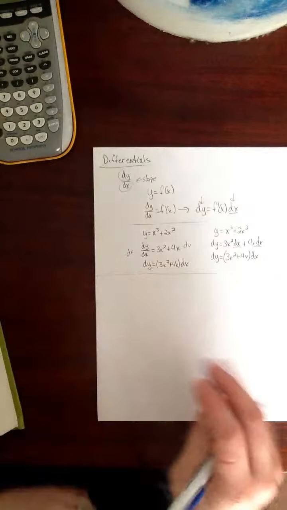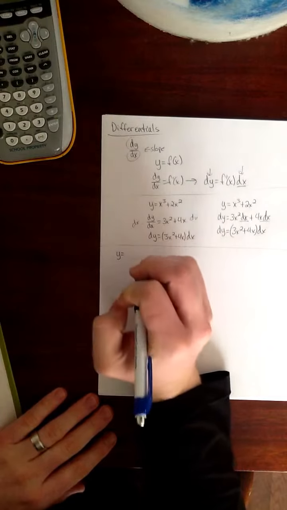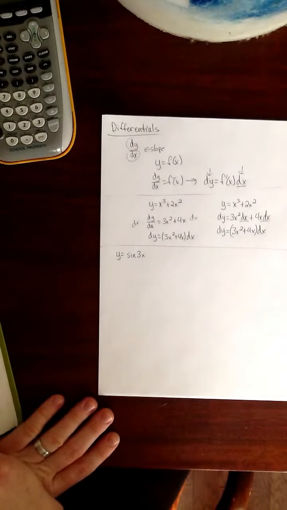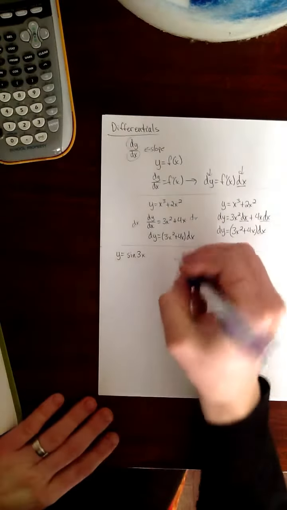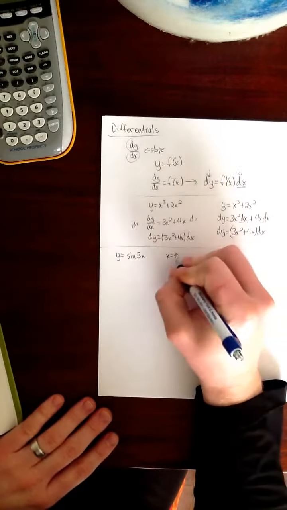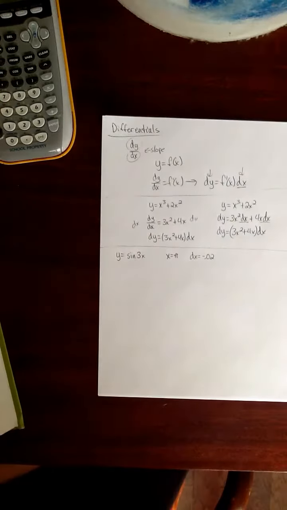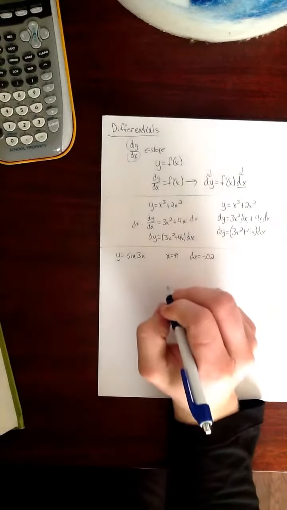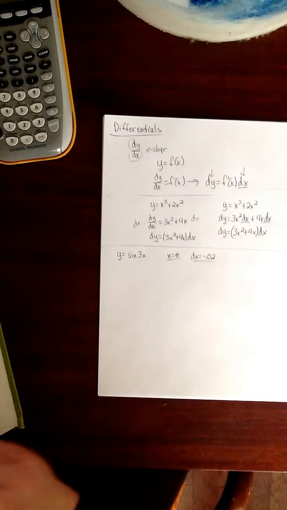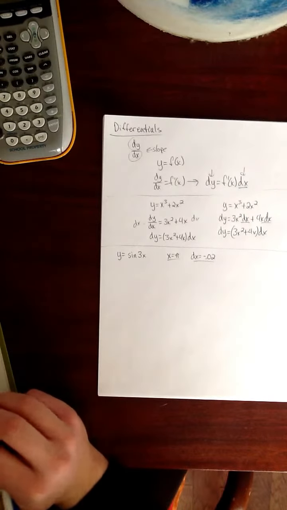Yeah, looks good. Alright. So let's say we have a function y equals the sine of 3x. And let's say at x equals pi, the change in x will be negative 0.02. What we want to do here is find dy and evaluate it for these givens. Maybe I should have done the real world ones first. So I'll do a real world one after this.